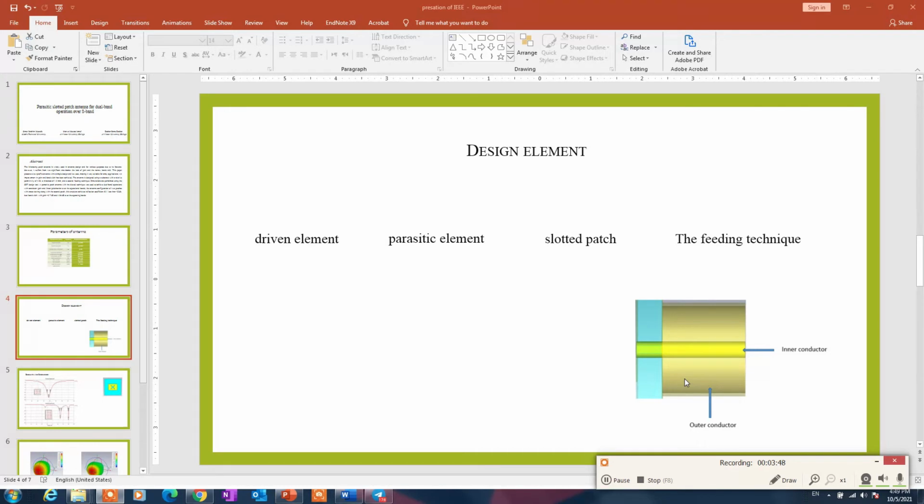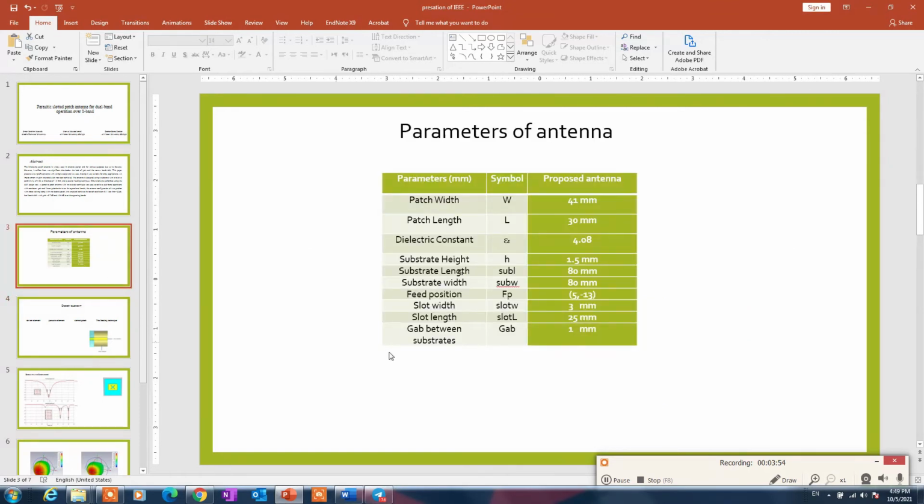The feeding location is indicated by X and Y coordinates, and as given in this table, it is just 5, -30. This is the feeding position. It has a very important role in the impedance matching. So we can have a match by just controlling this feed position.